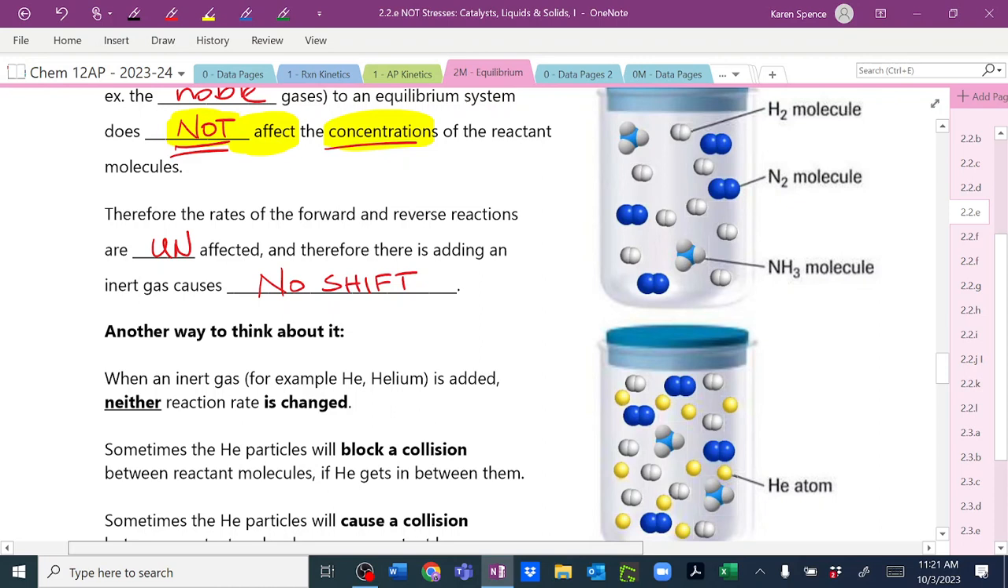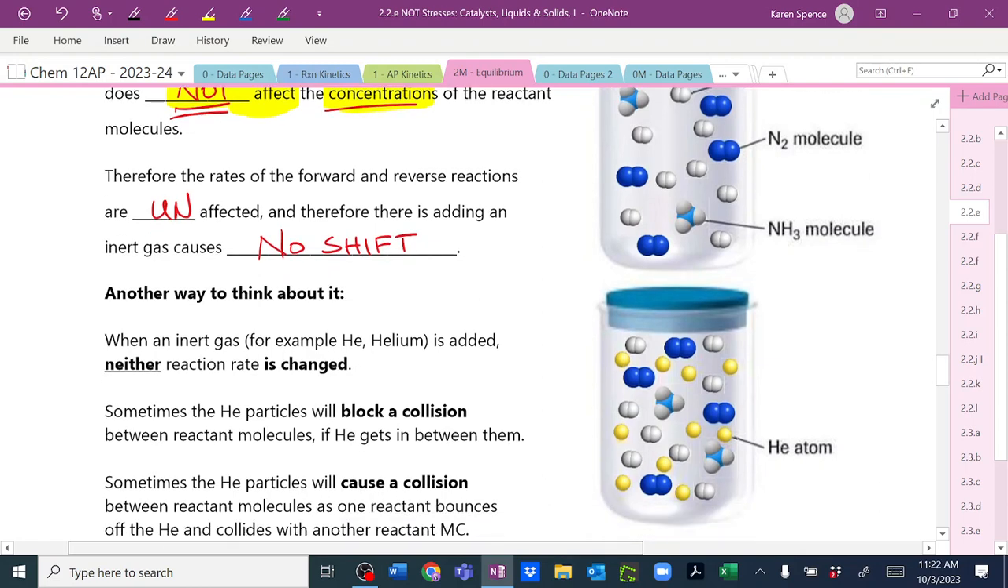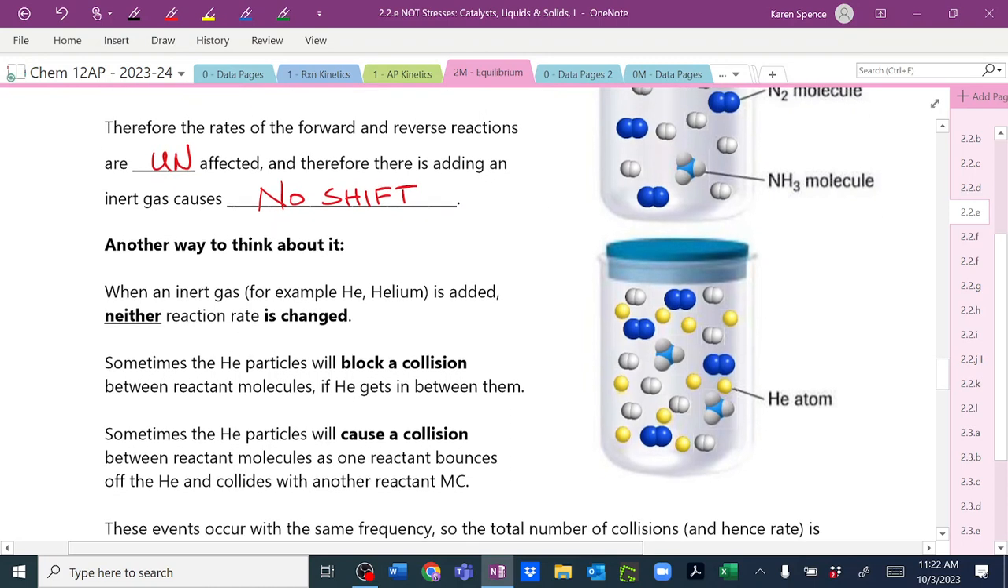Sometimes a helium atom will block a collision between reactant molecules if the helium gets between them, but other times the helium particles will cause a collision between reactant molecules as one reactant bounces off the helium and collides with another reactant molecule. Okay, you're not going to have to explain that, you just kind of need to have a general understanding of it. Inert gases do not affect the position of the equilibrium.